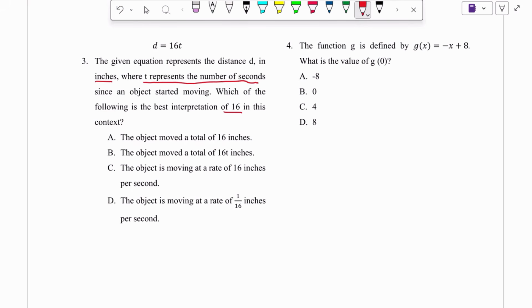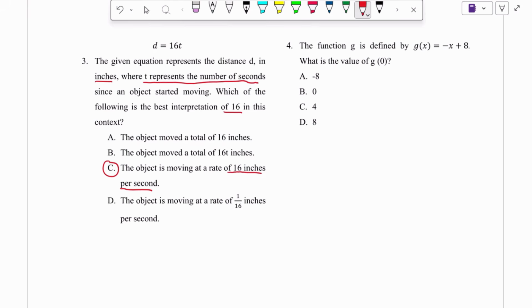So what does the 16 stand for? The object moved a total of 16 inches. The object moved a total of 16t inches. The object is moving at a rate of 16 inches per second. I like that because everything is based on what's happening per second. If it was 1 second, it's 16 inches. If it was 2 seconds, it'd be 32 inches. Great problem right here to translate it.